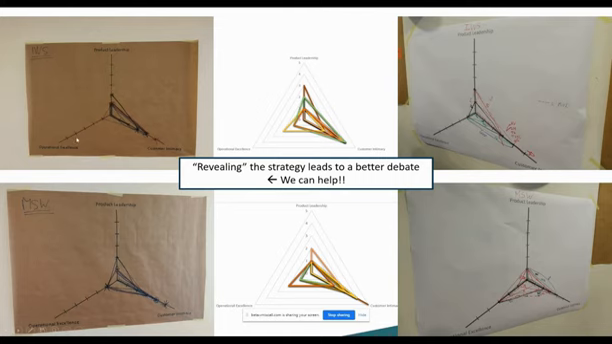Are we on one of the extremes? How consistent are we within a given team, for instance, within the supply chain team? And how consistent are we across teams? What we don't want to have is that sales thinks we are customer intimacy, operations thinks we are operational excellence, and R&D thinks we are product leadership. No, that's not going to work. That's not how strategy works. So revealing the strategy always leads to a better debate.